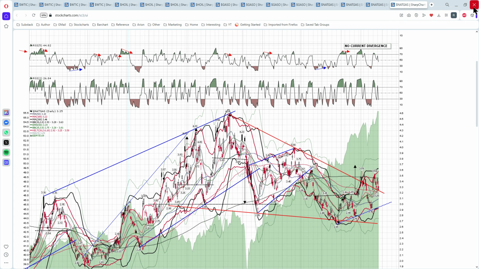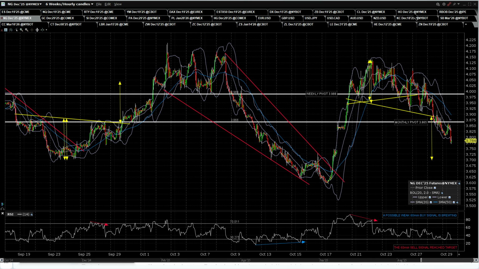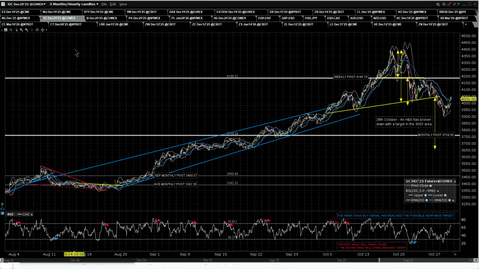All right, let's have a look at the gold chart. And on GC, we've got a head and shoulders, which has broken down with a target in the 36.50 area. Now, we've got a weak 60-minute buy signal that fixed, and that's now reached the possible near miss target. It's backtesting the head and shoulders neckline at the moment.